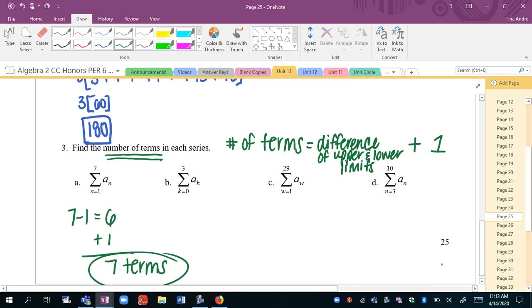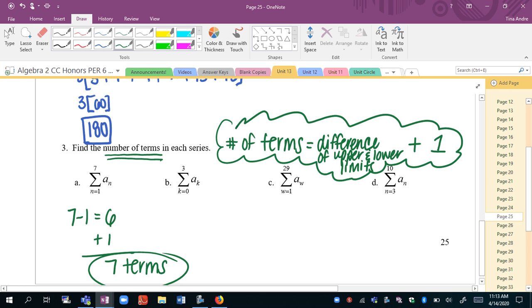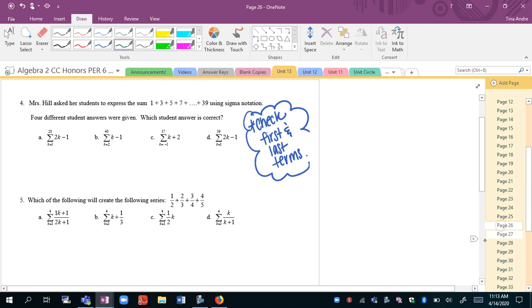And I'll let you finish the other ones. That's all you do. It'll always work if you just use that rule, but really you could always just count. So I'm starting at 1, then I'm going to 2, all the way up to 7. Whatever is easier for you on that. So you can finish those ones up on the next page.